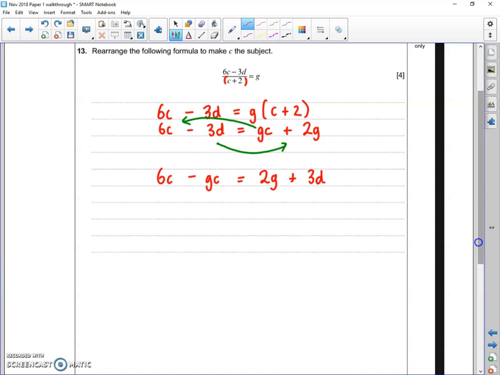This is now the step which makes this an A grade question. We've got C appearing twice. We only need C to appear once because C's got to be on its own as the subject.